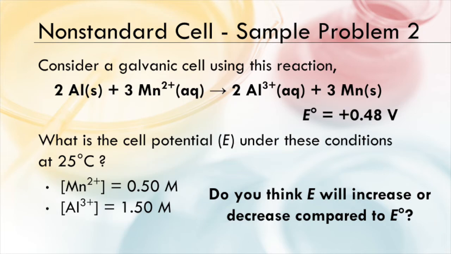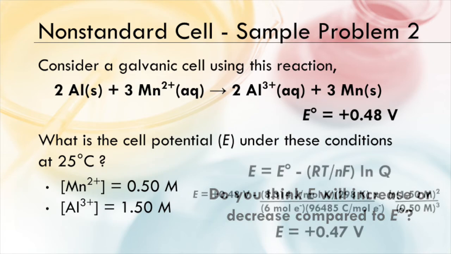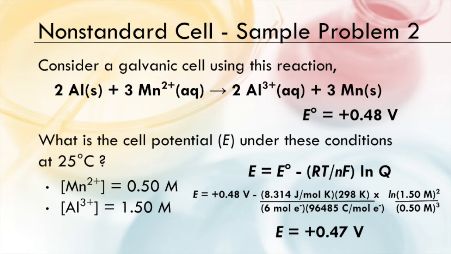In other words, since Q will be greater than 1 and K is greater than 1, Q will be closer to K. Since the reaction will be closer to equilibrium, it will have a lower magnitude, closer to 0, cell potential. E will be less than E naught. Let's plug the numbers into the Nernst equation to confirm. Pause the video so you can run the numbers yourself. If we plug the digits into the Nernst equation, we'll ultimately end up with a non-standard cell potential of positive 0.47 volts, which, as we predicted, is less than the standard cell potential of positive 0.48 volts.